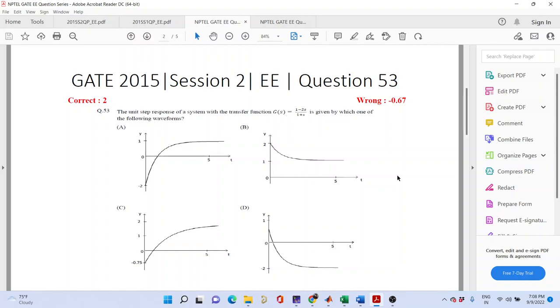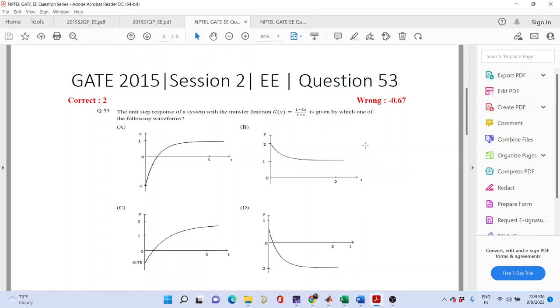I mean, why are you not directly applying the initial value theorem? What is the problem? So the initial value theorem, what does it state? Limit s tending to infinity of s into the function, your function. So if you do that, what is it coming? Minus 2. Okay.